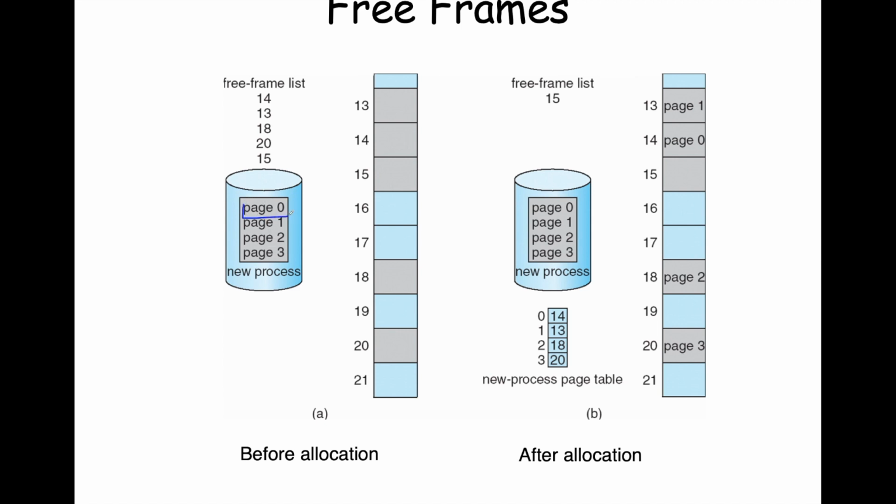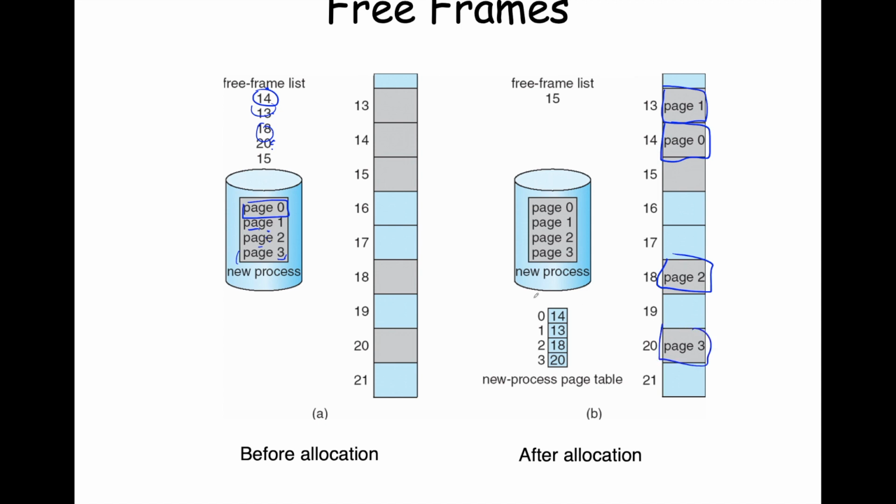So page 0 is first going to be allocated, and it gets frame 14. And then page 1 comes along, it gets the next one. Then page 2 comes along, gets the next one. Page 3 comes along, gets the next one. And so here we have page 0 in frame 14. And then pages 1, 2, and 3 get frames 13, 18, and 20 respectively. So page 1 is in frame 13, here's 13, and page 1 is there. Page 2 gets frame 18, and page 2 is there. And lastly, page 3 for our process is allocated to frame 20, and we see page 3.